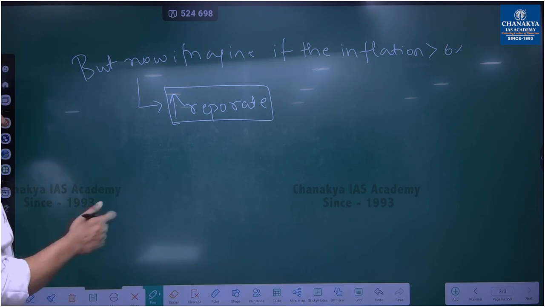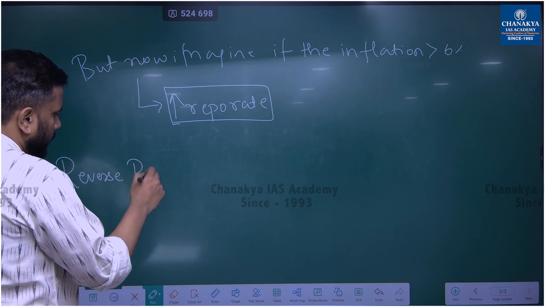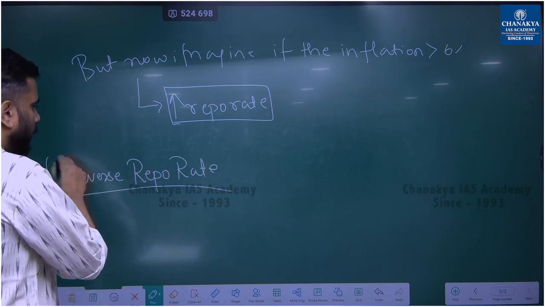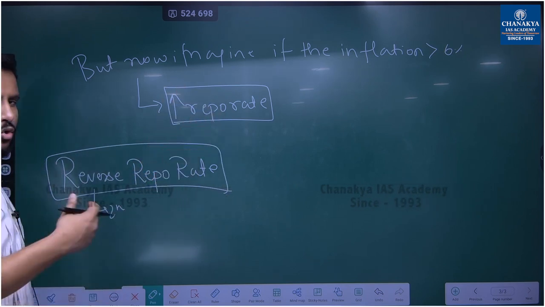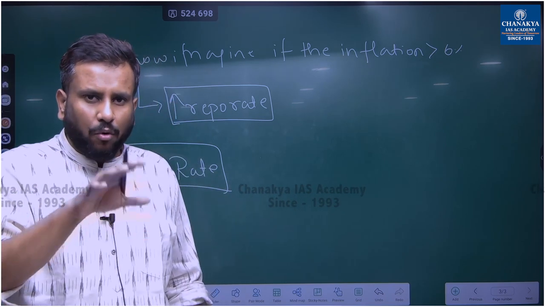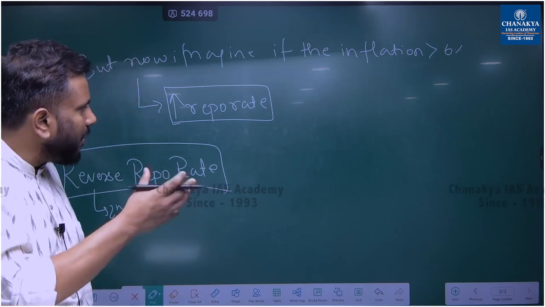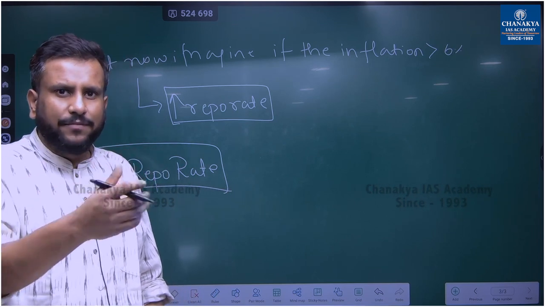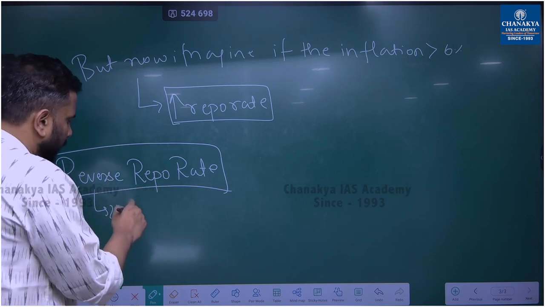The second thing is reverse repo rate. Reverse repo rate is the second tool of the monetary policy. The tools of monetary policy are basically what the monetary policy committee can do to control the inflation or to ensure growth. The first tool with the monetary policy committee is to influence the repo rate. It can decrease or it can increase depending upon what kind of objectives it wants to fulfill. The second is the reverse repo rate. This is the second tool of monetary policy.